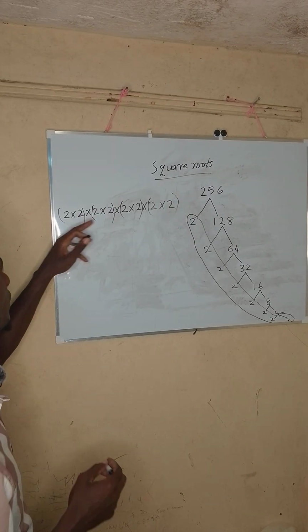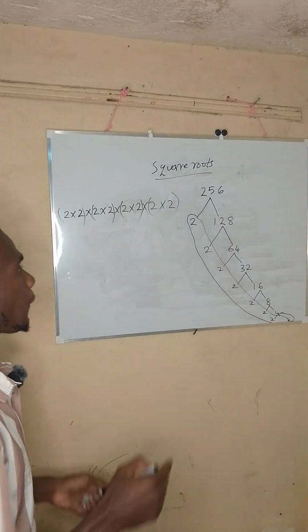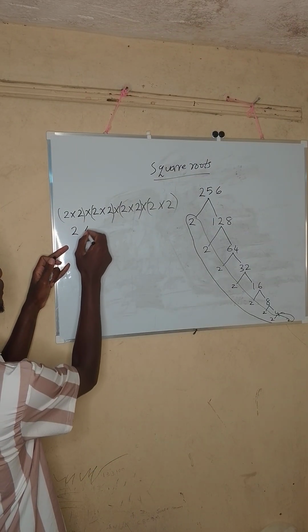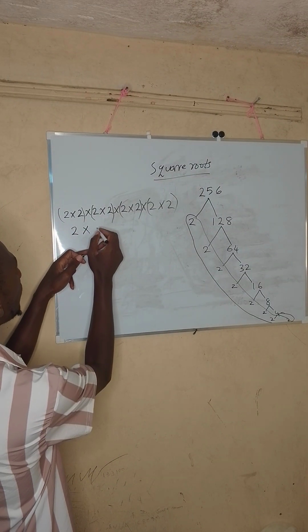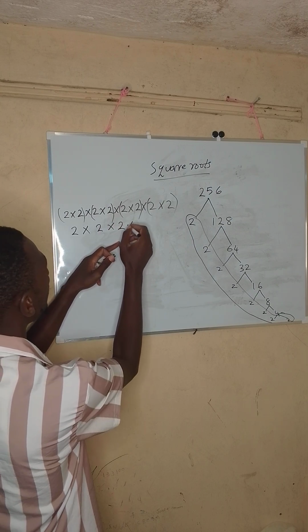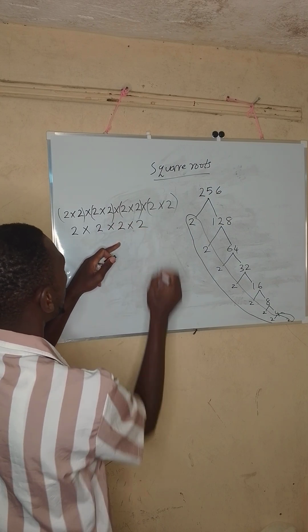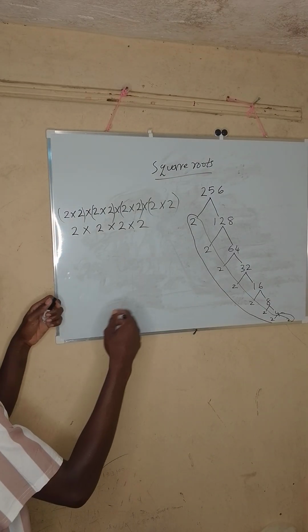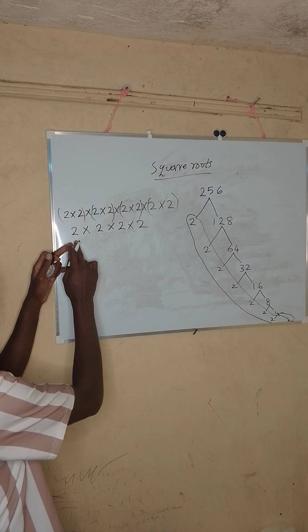So we have 1, 2, 3, 4. We have 4 pairs. Pick one number per pair. So the first pair we will pick 2 times. The second number we will pick 2 times. The third number we will pick 2 times. The fourth pair we will also pick 2. So once we have those numbers like that, after picking them from each pair, then now we multiply.